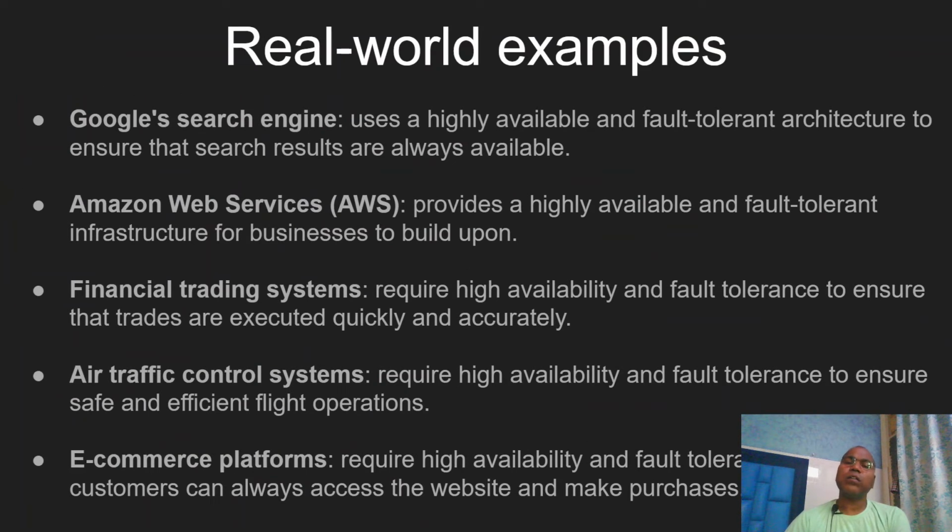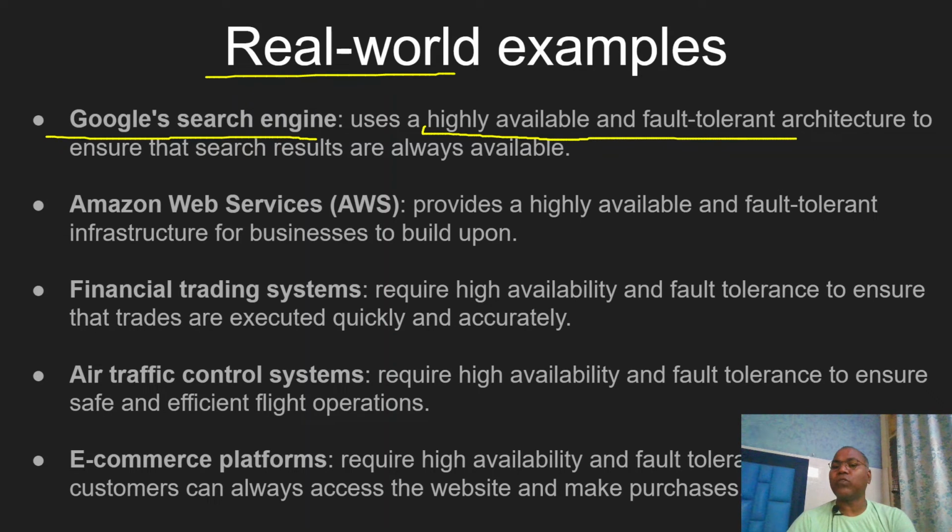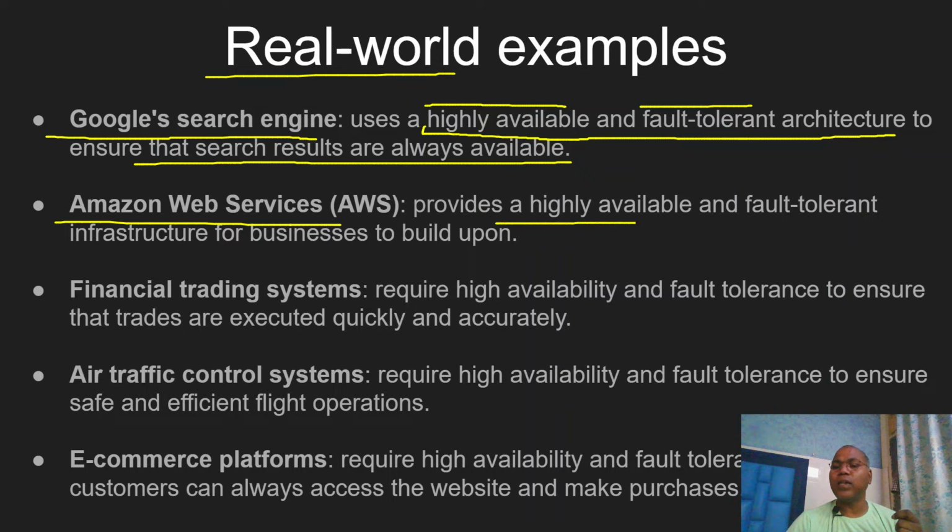So let's talk about some real world examples where both highly available systems and fault tolerance are used. Big players like the Google search engine use a highly available system as well as a fault tolerance architecture to ensure that search results are always available. Not only do they design a highly available system, but fault tolerant as well. Similarly, AWS provides highly available and fault tolerant systems for businesses.